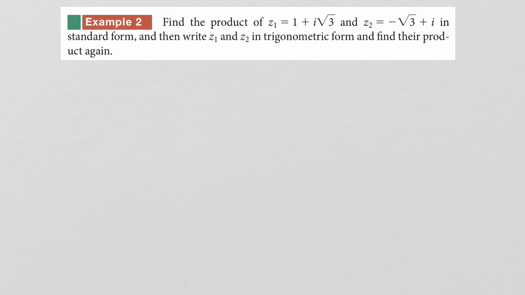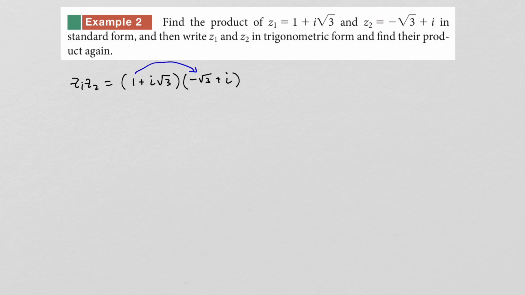In our next example, they ask us to find the product of z1 and z2 in standard form. And then they want us to write z1 and z2 in trigonometric form and find their product again. So first of all, to multiply z1 times z2 in standard form, we are simply going to take 1 plus i radical 3 and multiply that by negative radical 3 plus i. And we'll do this multiplication carefully.